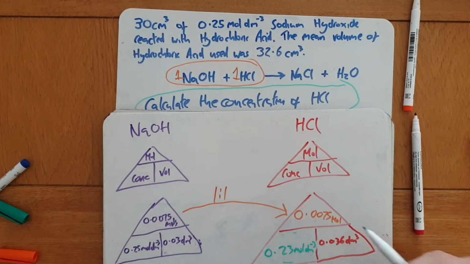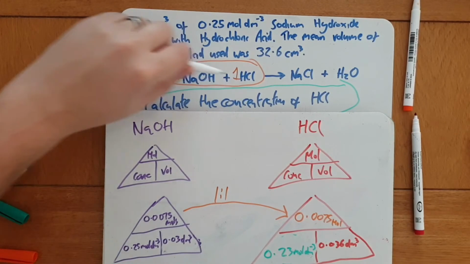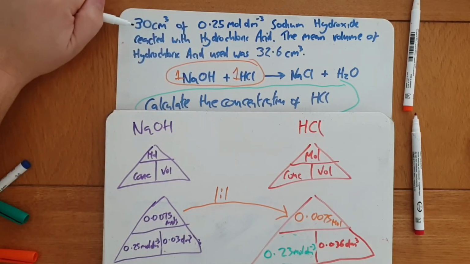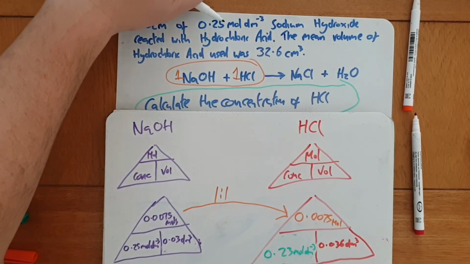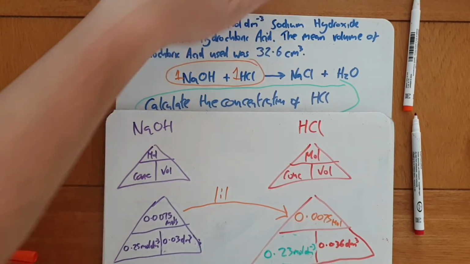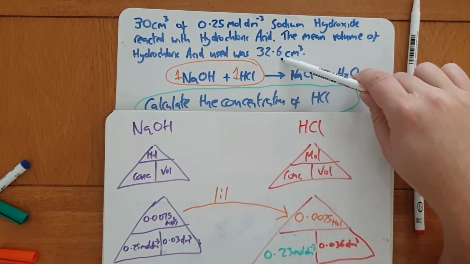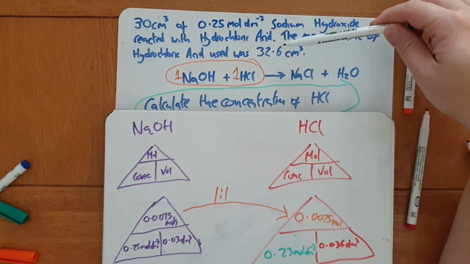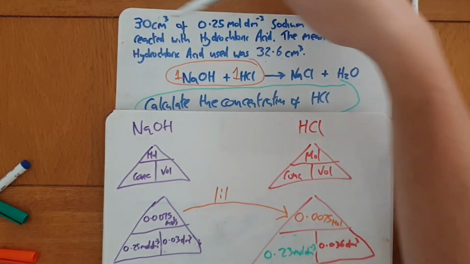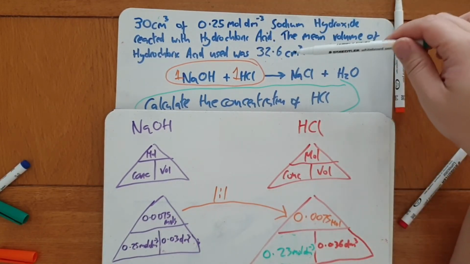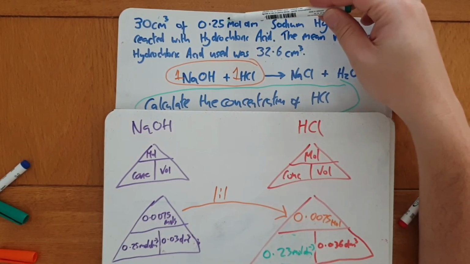Now, let's just check to make sure we haven't messed up any maths. If we look back at this, we know they're a 1-to-1 ratio, right? We know we had 30 centimeters cubed of 0.25 mole per decimeter cubed. We had to use a little bit more hydrochloric acid. We had to use 32.6. So we used 30 of that and 32.6 of that. So if they're a 1-to-1 ratio and it's roughly the same amounts, we'd expect the hydrochloric acid to be roughly 0.25.